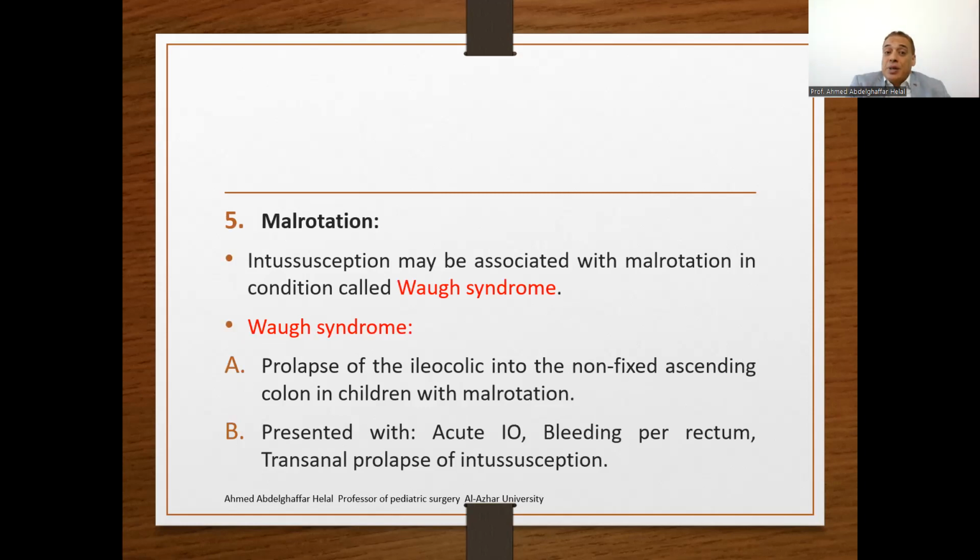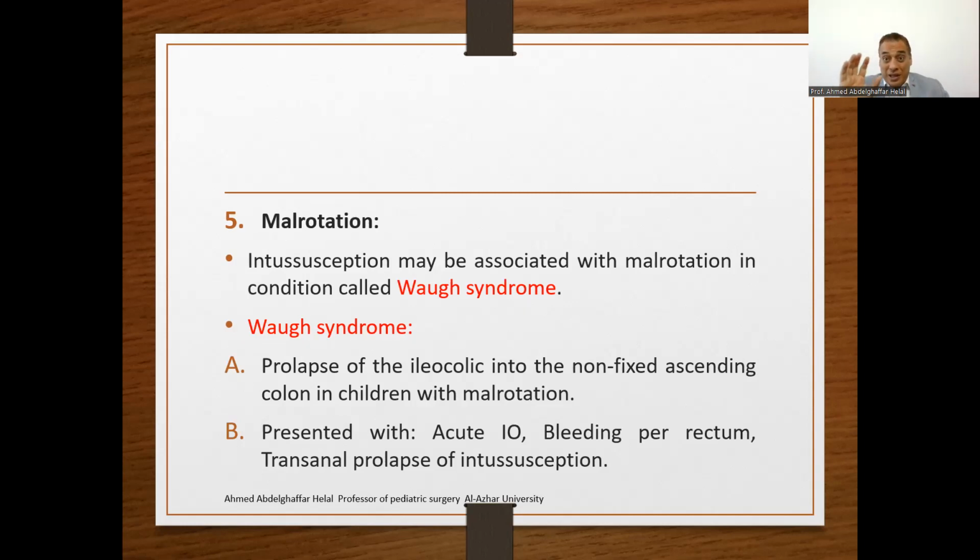Malrotation, yes. Intussusception may be associated with malrotation in a condition called Waugh syndrome. What happened? This is an association between two items, malrotation and intussusception. Waugh syndrome is the prolapse of the ileocolic into the non-fixed ascending colon in children with malrotation.